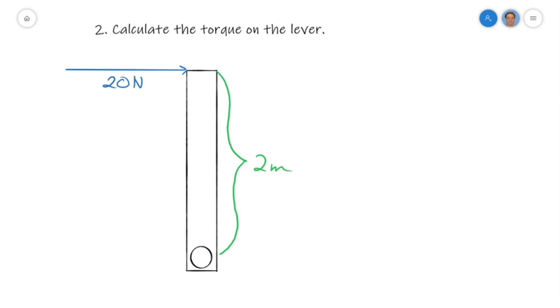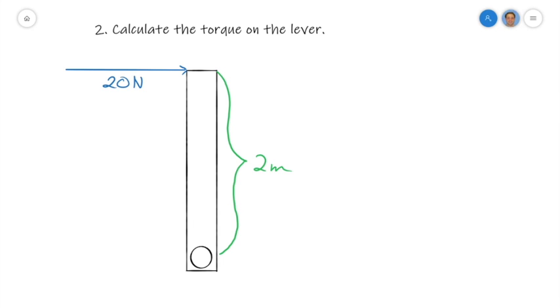We are going to do problem number 2 on the level 1 torque calculation problem set. I'm not going to repeat the toolkit box anymore, so you should refer back to it, and any equation I use will be coming from that little toolkit. So it asks us to calculate the torque on the lever.